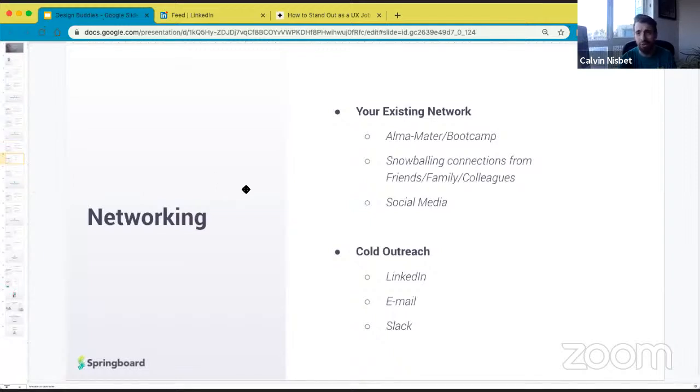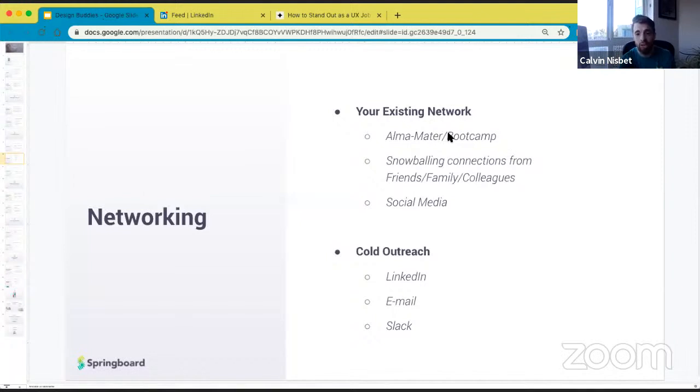In all honesty, this is one of the most overlooked things for students. Everyone goes immediately to cold outreach on LinkedIn, and everyone just forgets that they have all these great resources at access. Alma mater can be fantastic. A quick search on LinkedIn by filtering through that, either for UX designer or the specific companies you're interested in, can yield a lot of results.